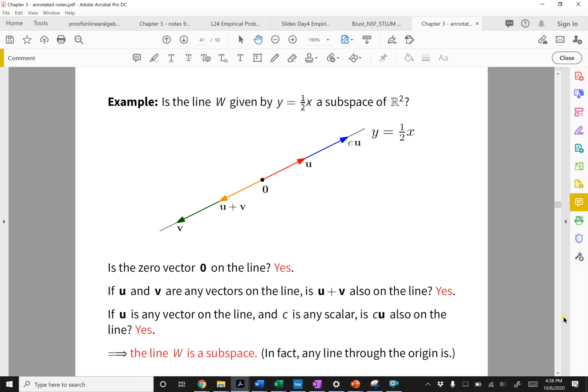Is the line given by y equals 1/2 x a subspace of our square? Well, is 0, 0 a point in here? If you plug in x equals 0, you get out y equals 0. Good. So it does have the origin. So check.